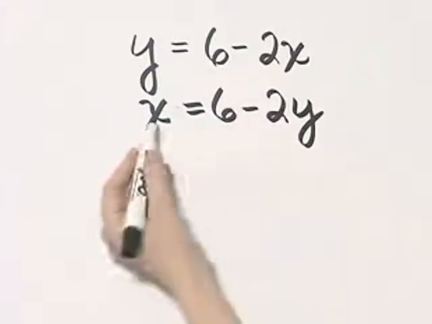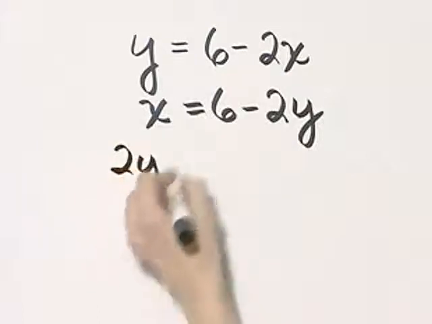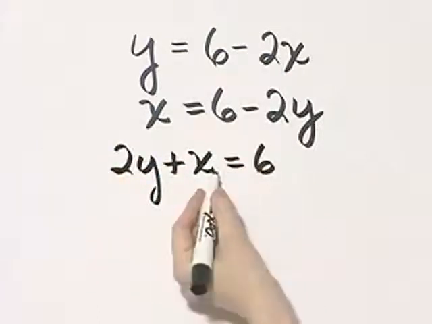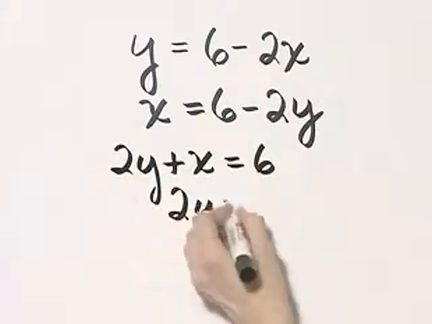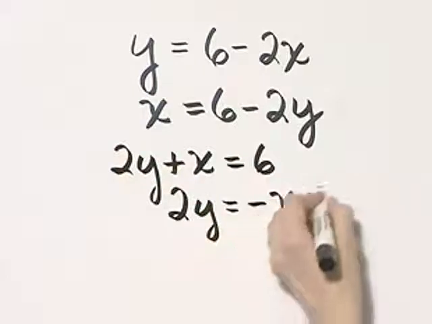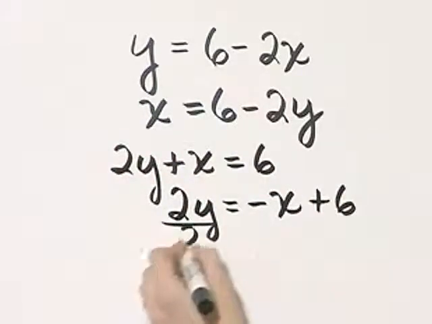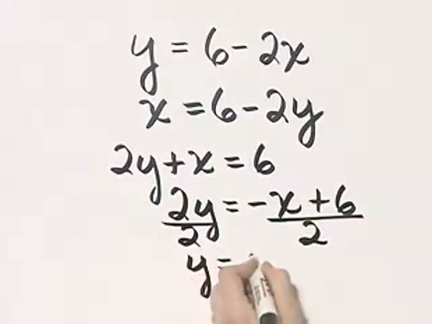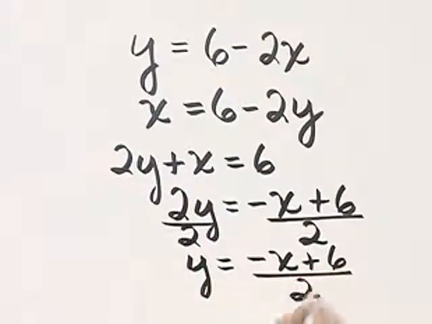I'm going to add 2y to both sides, so I'll have 2y plus x is equal to 6. Then I will subtract x from both sides, and I'll have 2y is equal to negative x plus 6. To solve for y, I'll divide both sides by 2, and I'll have that y is equal to negative x plus 6, all over 2.